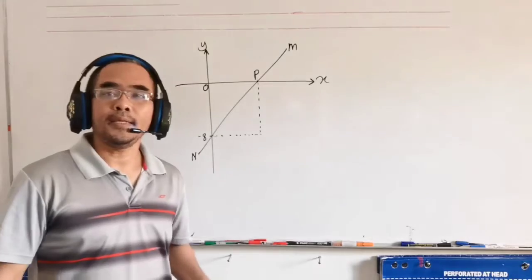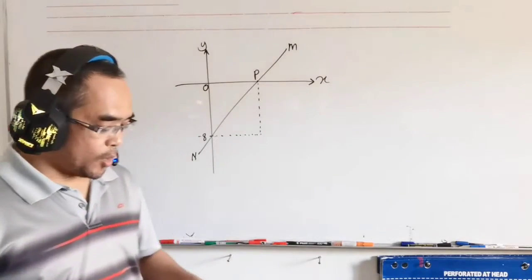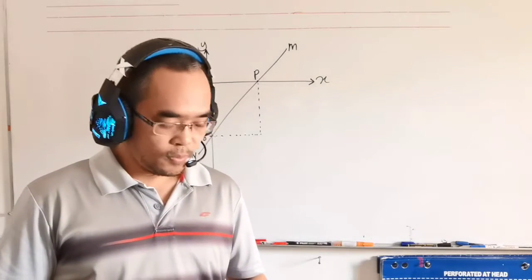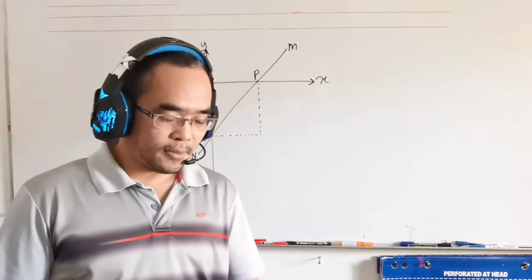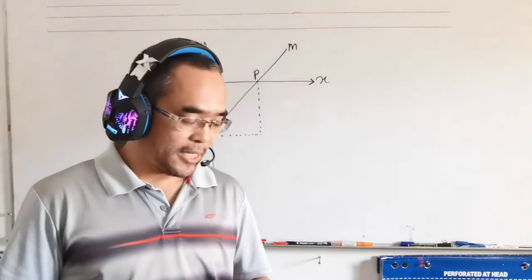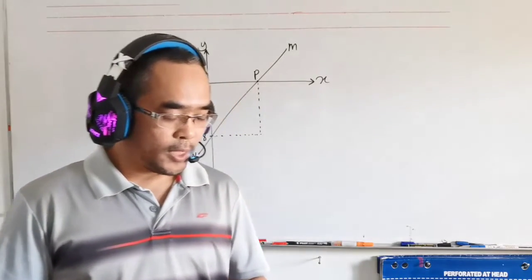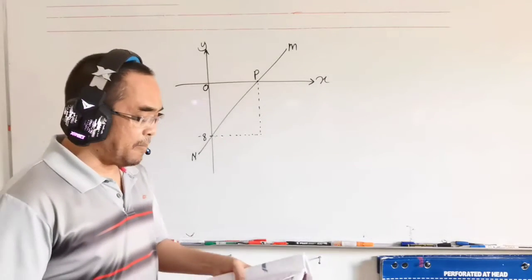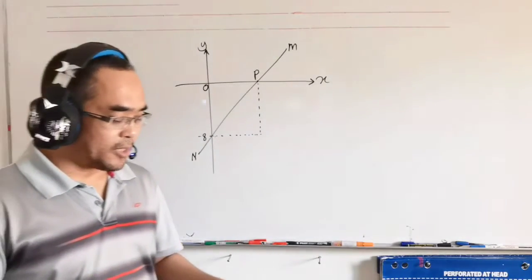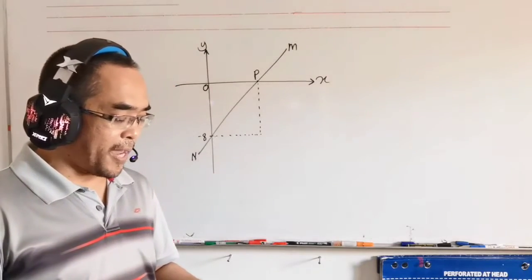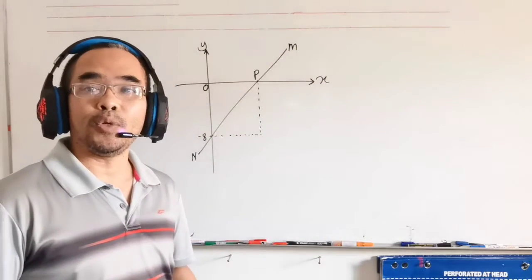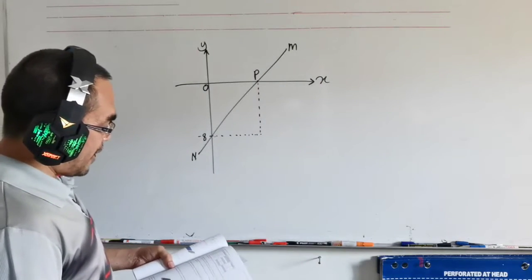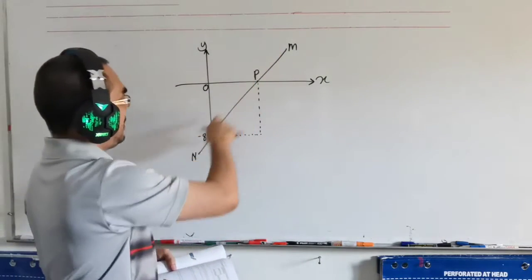Assalamualaikum and hi again. Today we are going to do question 8 from Form 2, Generating Excellence, at page 203. The question is: calculate the gradient of the straight line MN if the horizontal distance of P from the y-axis is 6 units. So they want to find the gradient of MN.